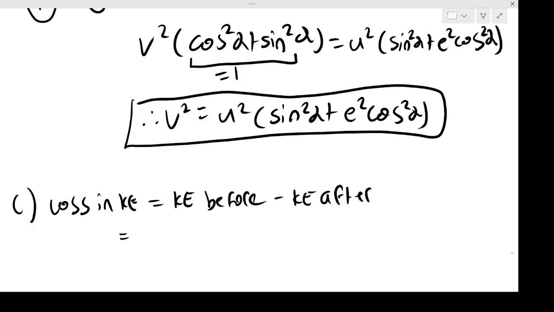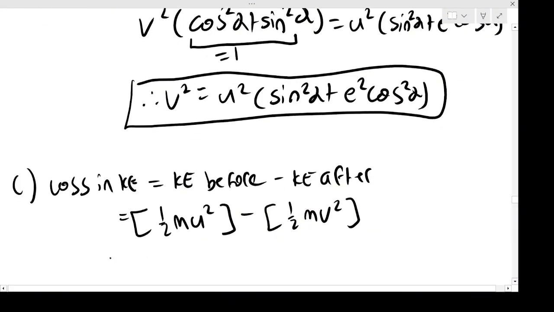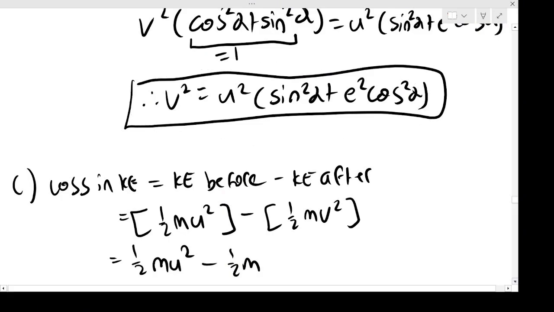So if I do this in one go, that's going to be a half times the mass m, lots of u squared, take away a half, lots of m, lots of v squared. If I sub in u squared and v squared, that's a half mu squared, then a half mv squared. But hang on, don't we know what v squared is from what we just worked out? I could sub that in. So v squared is going to be u squared sine squared alpha add e squared cos squared alpha.